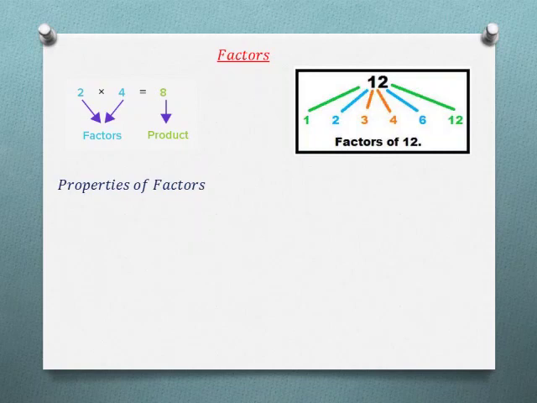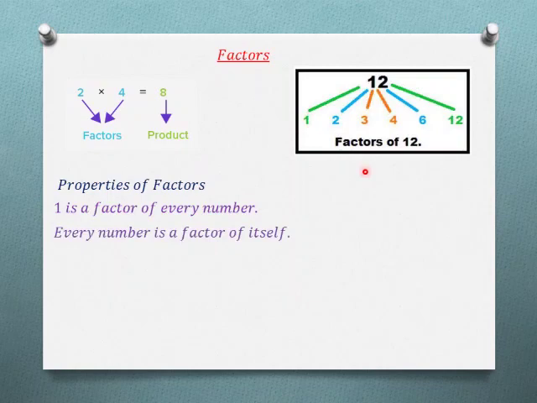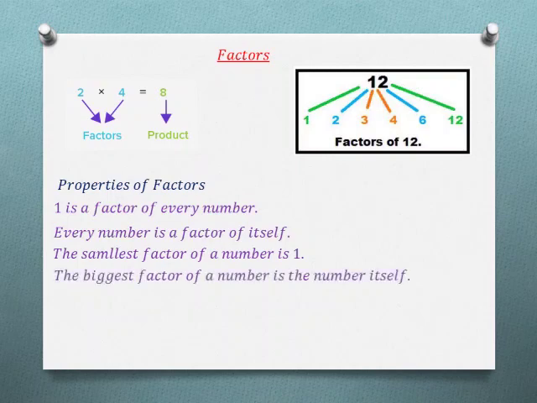We have some properties of factors. One is a factor of every number. Here, 1 is a factor of 12. Every number is a factor of itself, so 12 is a factor of 12. Next, the smallest factor of a number is 1. From this example you can easily know. You have to remember this. The biggest factor of a number is the number itself. So 12 is the factor of the number 12.